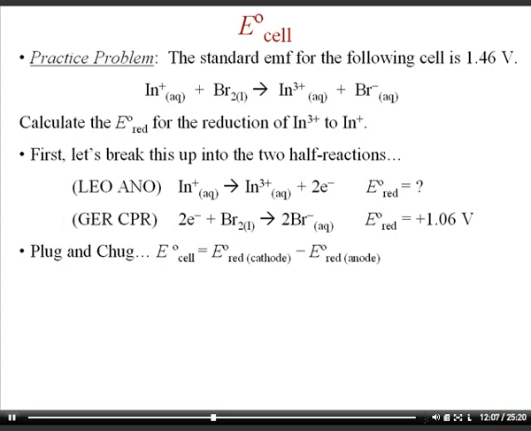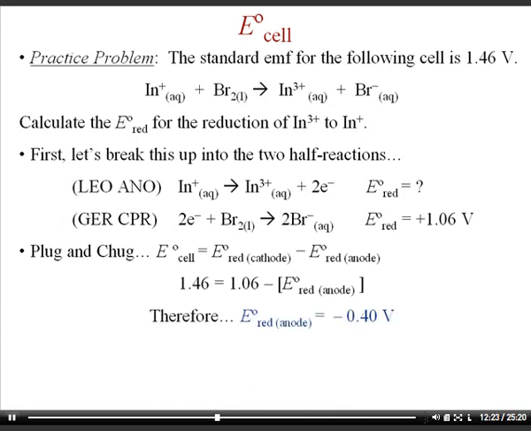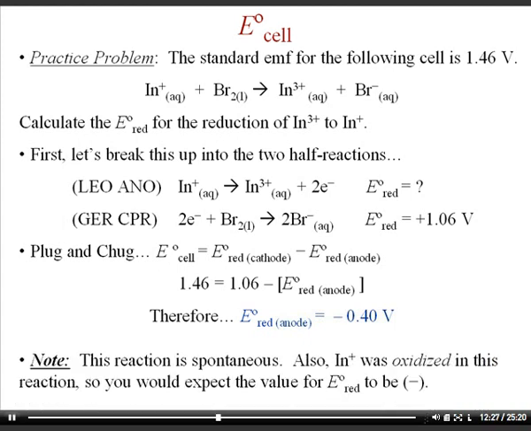So we can just plug and chug the following numbers into our formula, the cathode reaction minus the anode reaction. So we have 1.46 being the total E0 of the cell. That equals 1.06 for the cathode reaction minus the unknown value. And so the unknown value ends up being a negative 0.40 volts.